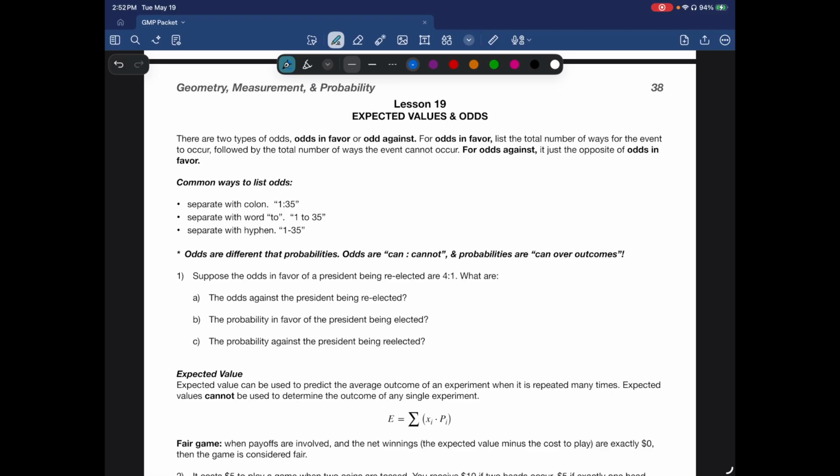All right, if you run into a situation like 2 comma 34 or 2 colon 34, you have to reduce that. That would be 1 colon 17. You must reduce these if you can. All right, odds are different than probabilities. Odds are can versus cannot. Probabilities are can over outcomes. So it's a little different.